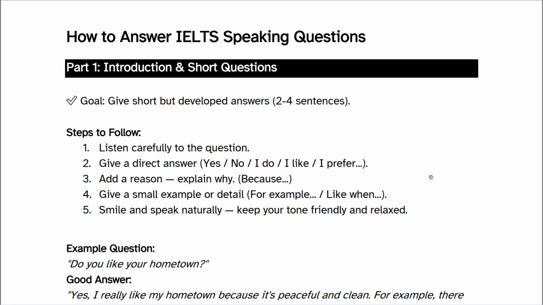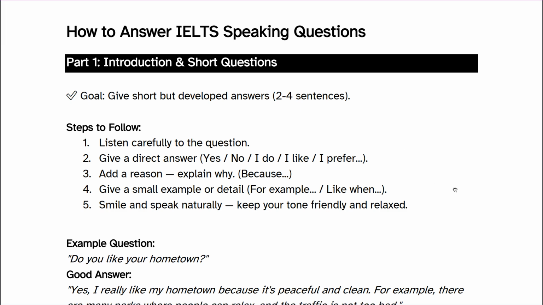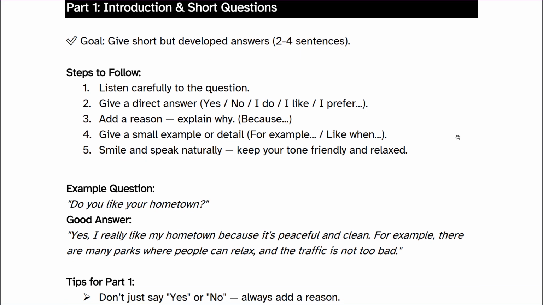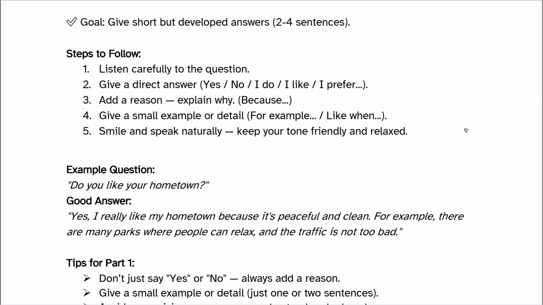How to answer IELTS Speaking questions. For Part 1, Introduction and Short Questions, you should answer like this. Goal: give short but developed answers, 2 to 4 sentences, not too long. Steps to follow: listen carefully to the question. Give a direct answer: yes, no, I do, I like, I prefer. Add a reason. Explain why. Give a small example or detail.